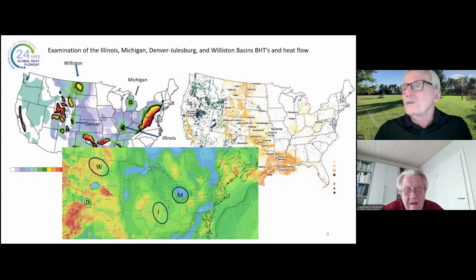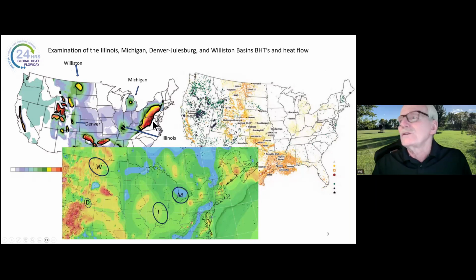Here are three maps. The upper two are from the Future of Geothermal Energy, and this is just showing where basins are. We're going to look at four basins and their temperature gradients: the Williston Basin, the Michigan Basin, the Illinois Basin, and the Denver-Julesburg Basin out here. This map is a segment of the geothermal map of North America, and you get an idea of what the heat flow should be and how the gradients should compare in general.